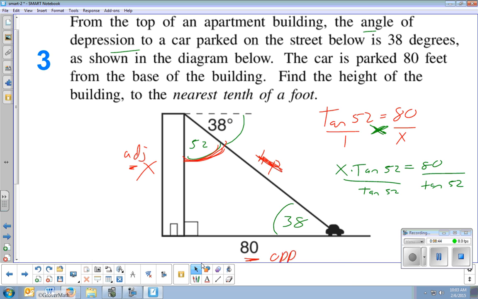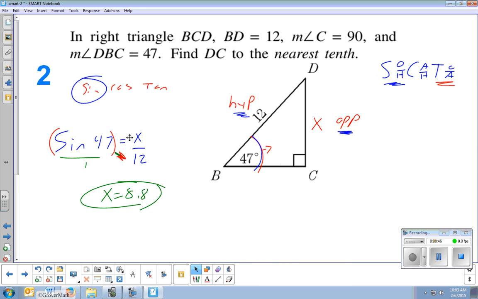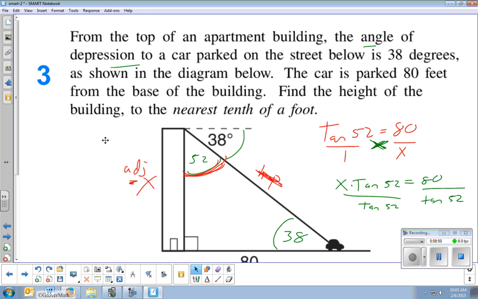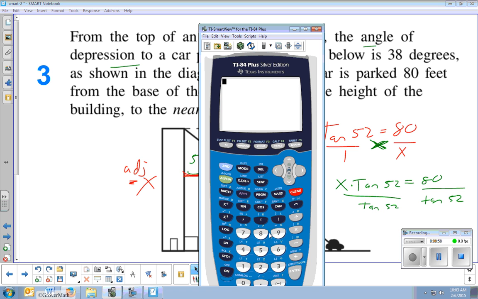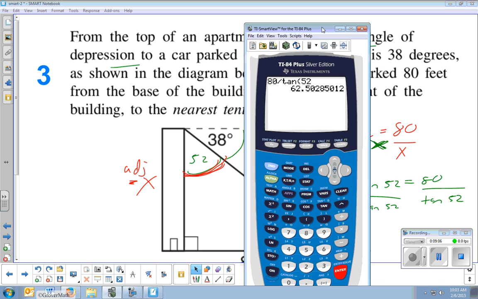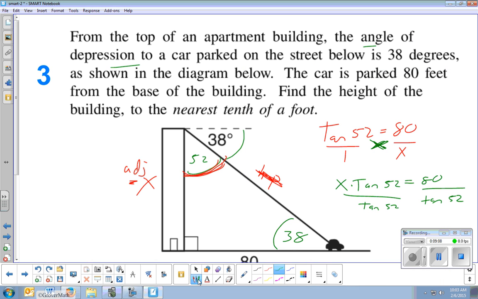So basically what's going to happen is when you see x in the numerator, it's the side times function theta. But when you see it in the denominator like this, it's the side divided by function theta. So just make sure you don't confuse the two. And so we have 80 divided by tangent 52 to get our answer of 62.5, to the nearest tenth again, is going to be 62.5.